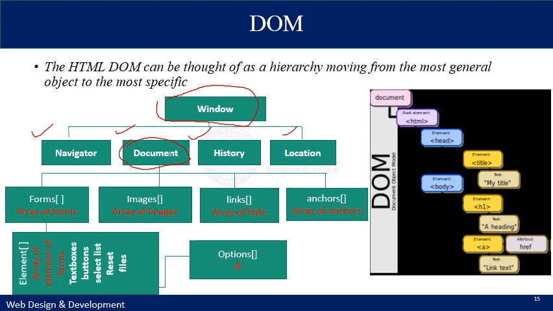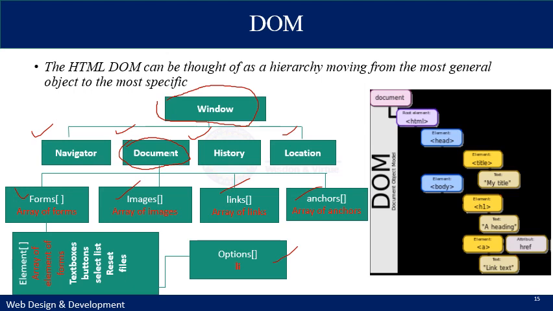It contains a list or array of forms, images, links, anchors, and so many other elements. The forms can contain other arrays of elements such as text boxes, buttons, select lists, reset fields, etc., and lists of options.